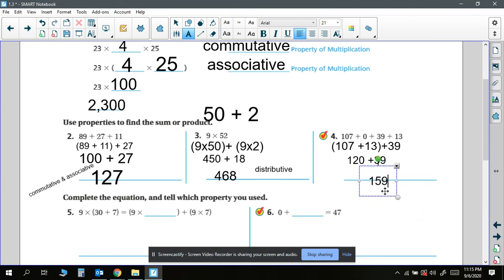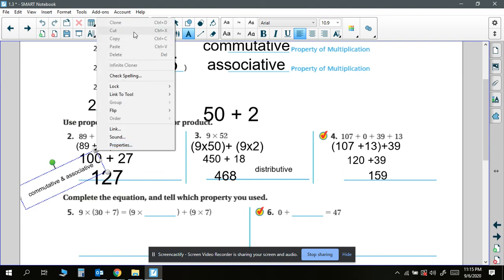Okay. So what property did we use for that one? We regrouped them. First, I switched them. I switched the numbers around. So once again, it was commutative, but then I grouped these two to make it easier to mentally add. So once again, it was the commutative.